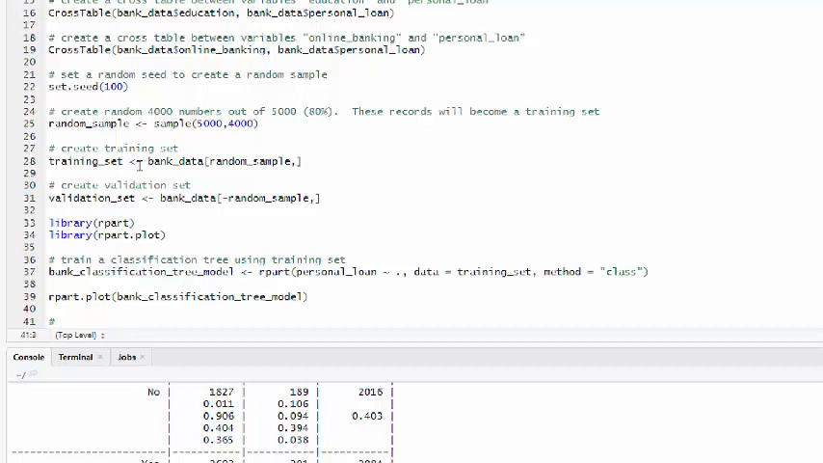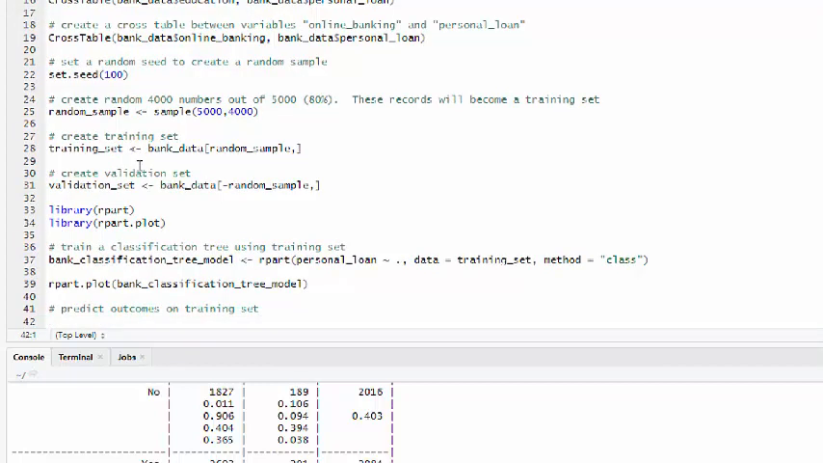Predictions, right? I need to use my model to predict the outcomes. I know the outcomes; they are inside my training set, column personal loan. Now I have to use my model to predict these outcomes and compare what's predicted versus what actually happened, okay? But first, I'm going to predict outcomes on the training set, the same set that I used to train my model.